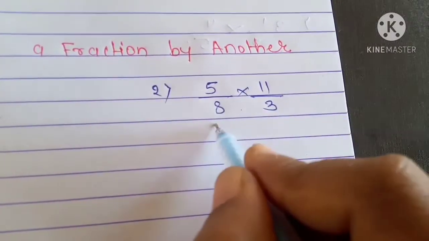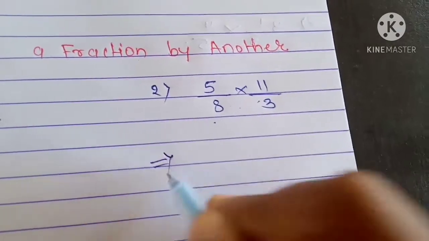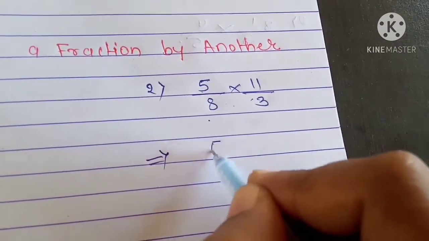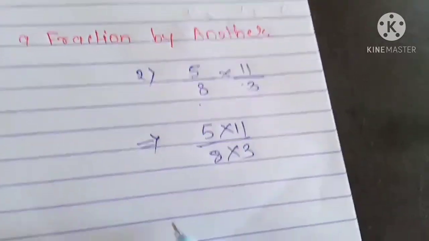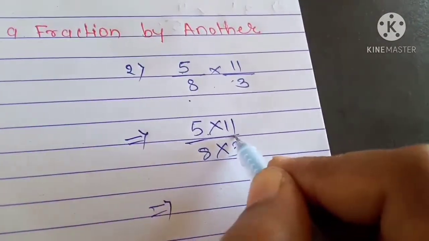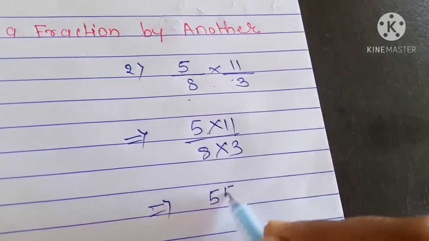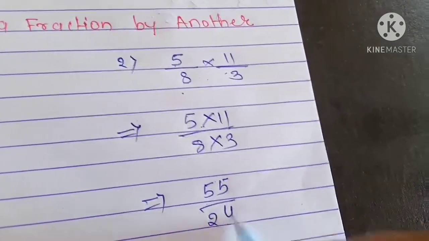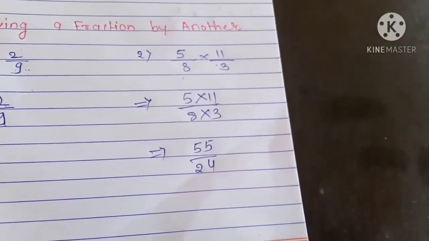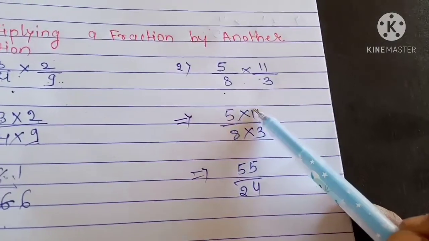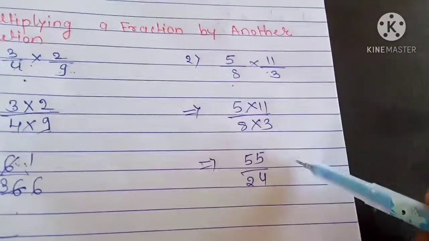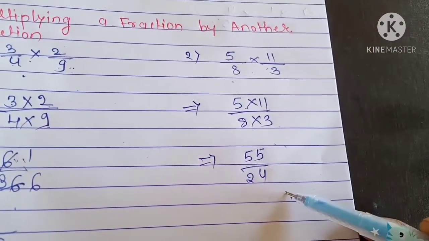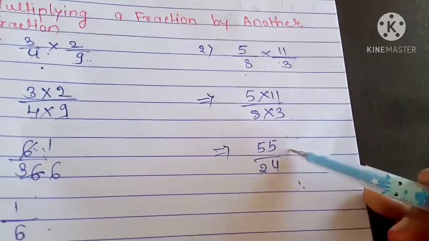Let us take one more example here. The second example is 5 by 8 into 11 by 3. Multiply the numerators and multiply the denominators. 5 into 11, 11 5s are 55, 8 3s are 24. So here is our answer. Whatever answer comes, you have to write it as a fraction. If it is divisible, then divide. If it is not divisible, then keep it as it is.